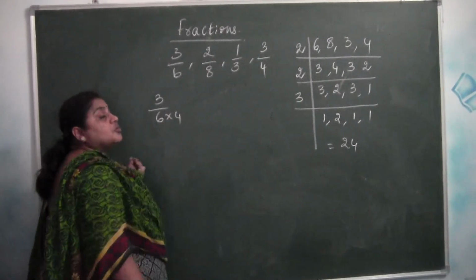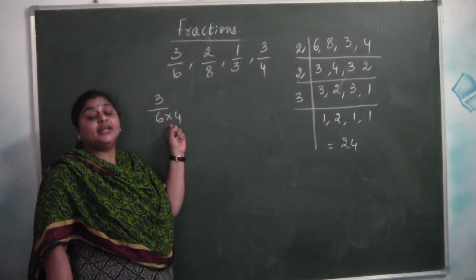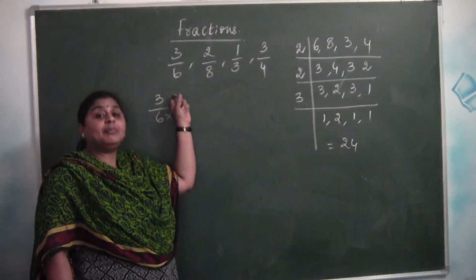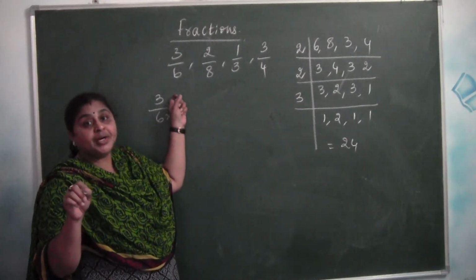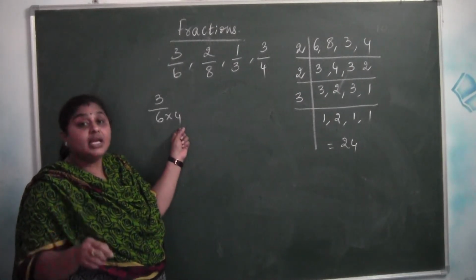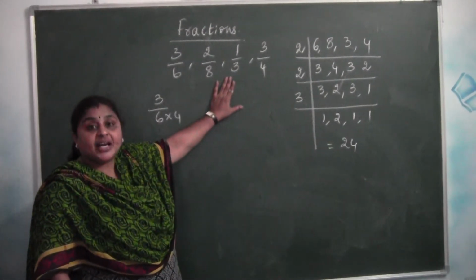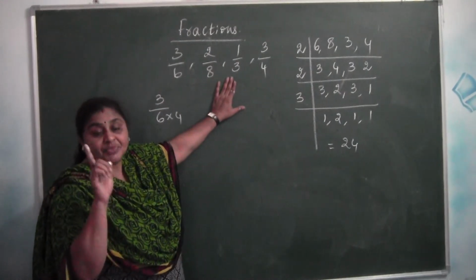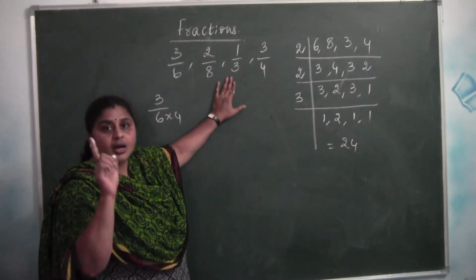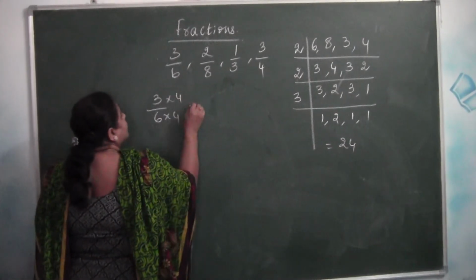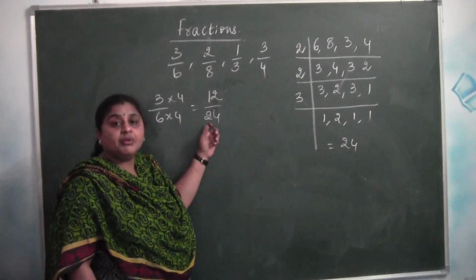6 into 4. So what did I say for equivalent fraction? Whatever the number we are multiplying with the denominator, the same has to be multiplied with the numerator, and whatever the number we are multiplying with the numerator, the same we are going to multiply with the denominator. Now what are we doing? First we are converting unlike fractions to like fractions. That is the first step. Now into 4. So what did we get? 12/24. Isn't it? We made the denominator 24.